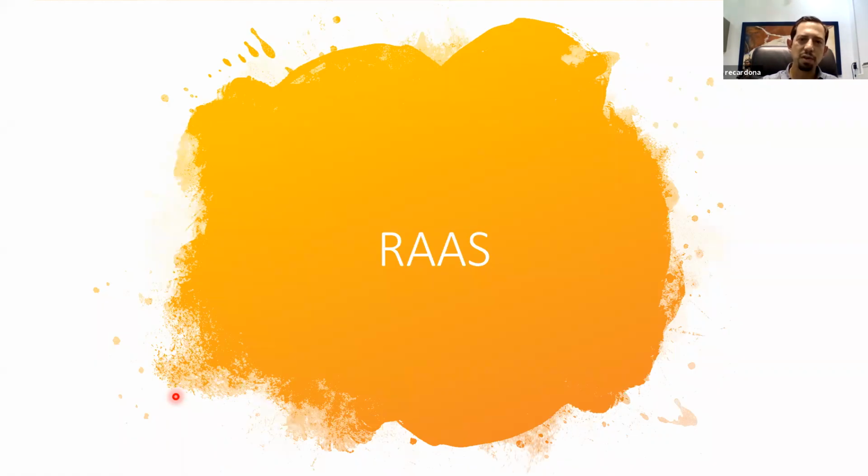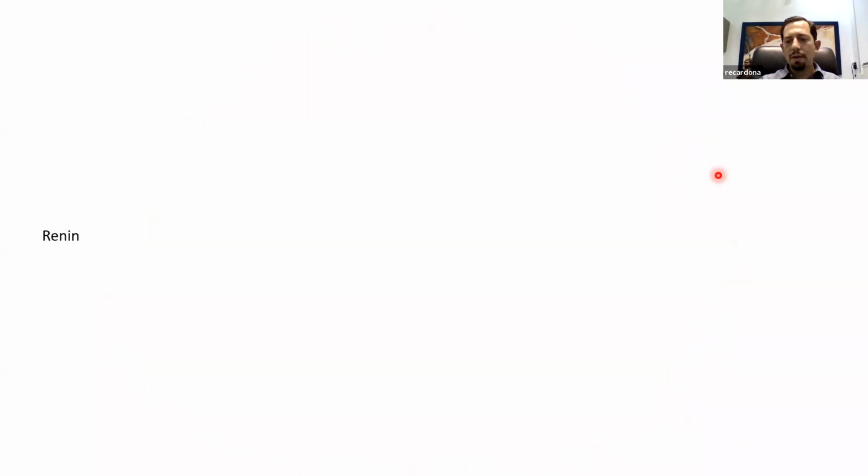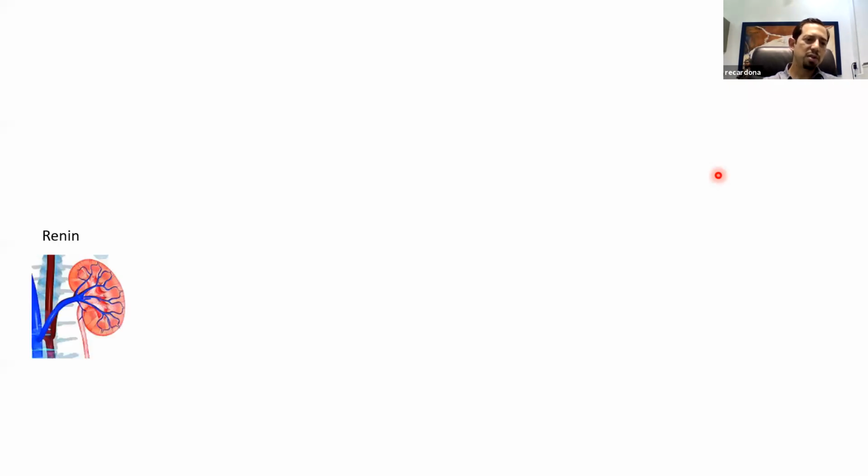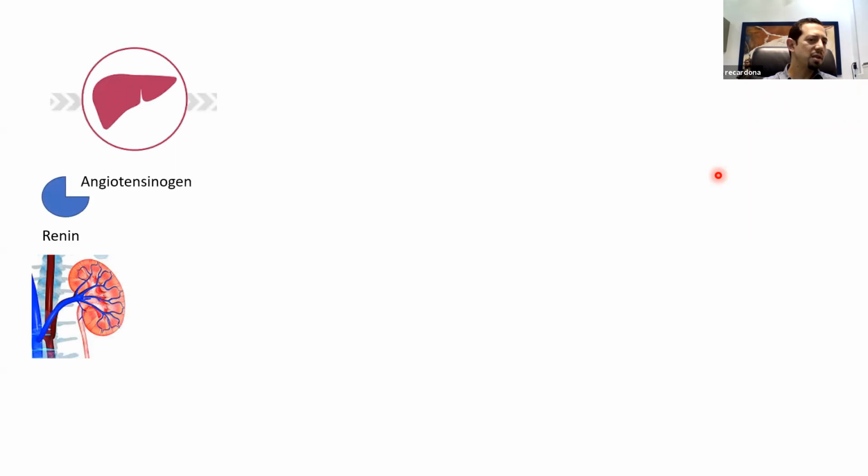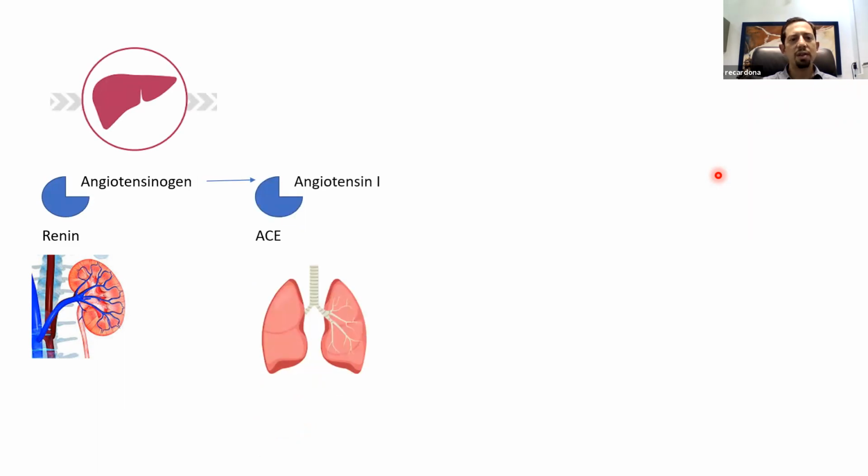The next group of agents we're going to see are a group of agents that act on the renin-angiotensin-aldosterone system. This is a system that is going to be activated by renin, which is produced in the juxtaglomerular apparatus in the nephron, in the kidney, sorry. Renin is an enzyme that's going to metabolize angiotensinogen, and we're going to generate angiotensin 1. Then angiotensin 1 is going to be metabolized by the angiotensin converting enzyme, and it's going to produce angiotensin 2, which is then going to act on the AT1 receptor.